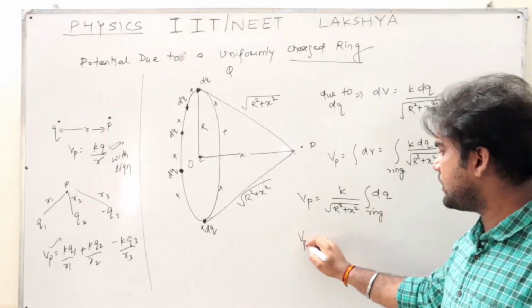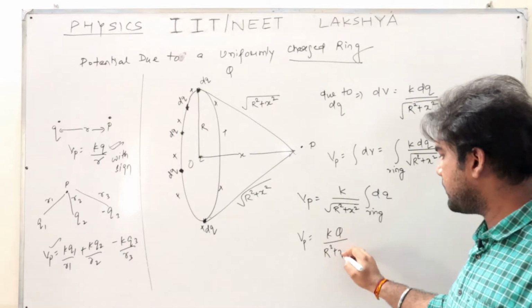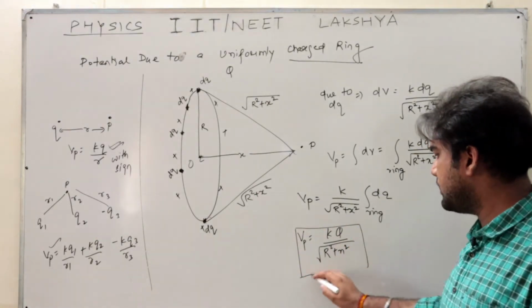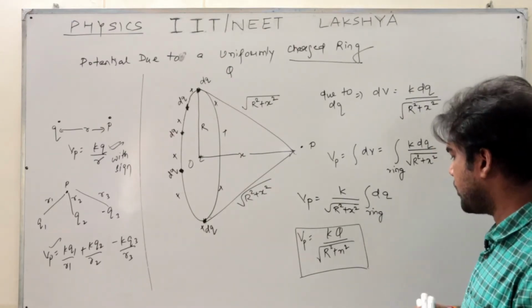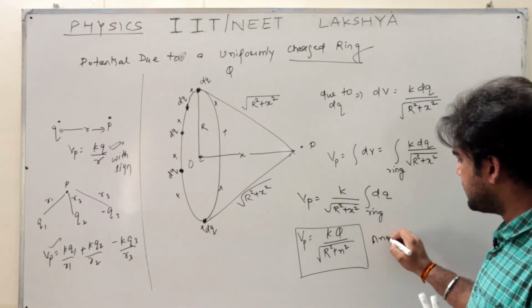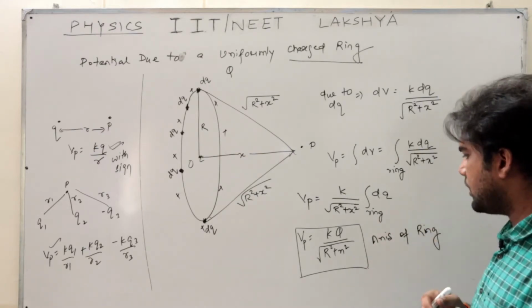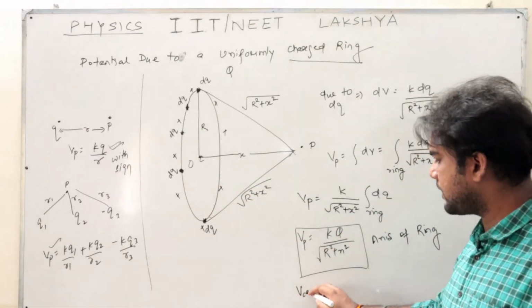So I'll write the potential Vp equals kq by under root of r square plus x square. So this is the formula for the axis of the ring. Now suppose someone wants to find the potential at the center, the potential at the center of the ring.